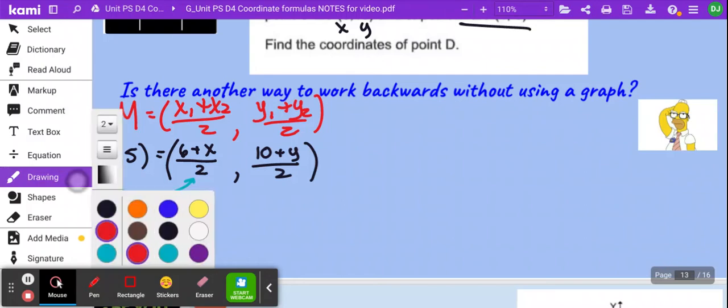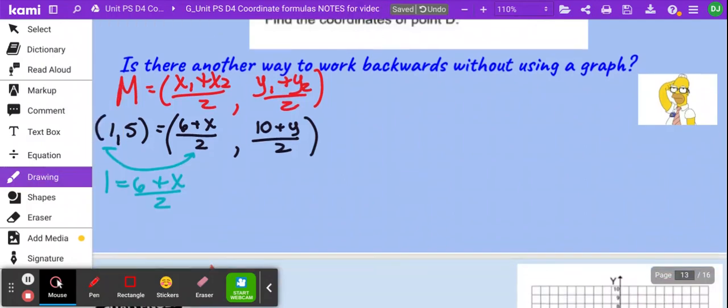Now remember, we know how to solve using a fraction because I reviewed this with you. How do I get rid of that 2? I multiply both sides by 2. 2 goes away. 2 times 1 is 2. 2 equals 6 plus x. Notice when I subtract 6 from 2, I'm going to get -4.